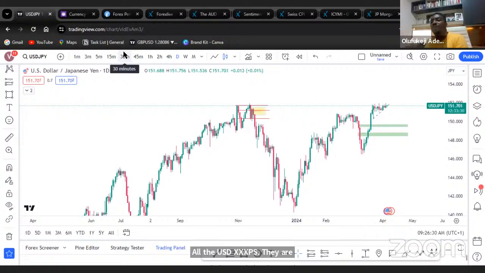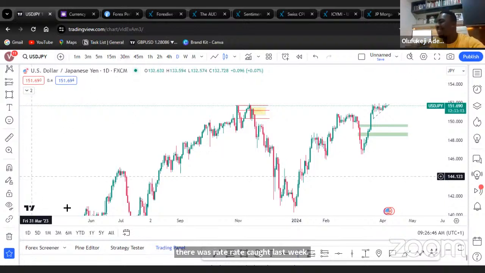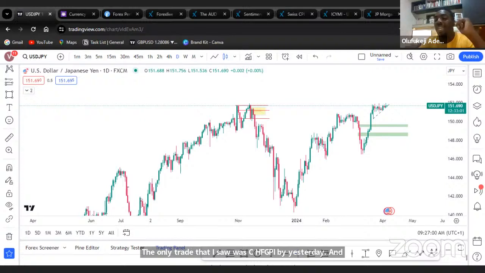So I'm waiting for non-farm payroll to come out tomorrow, because that's a US dollar news, so that all of them will finally go in a particular direction. But of all of them, I'm looking at USD CHF. There was a rate cut last week. There was PMI this week, and CPI this week. So I want to stay away from CHF. The only trade that I saw was CHF JPY buy yesterday, and it bought.